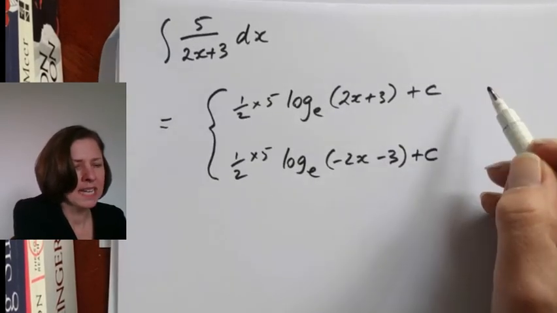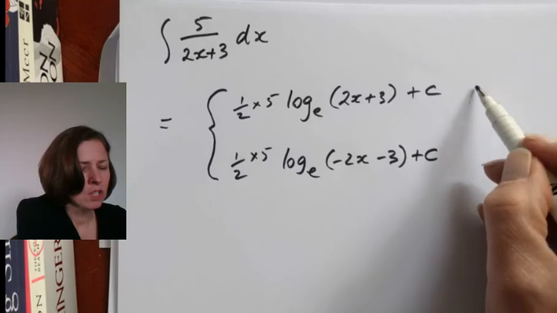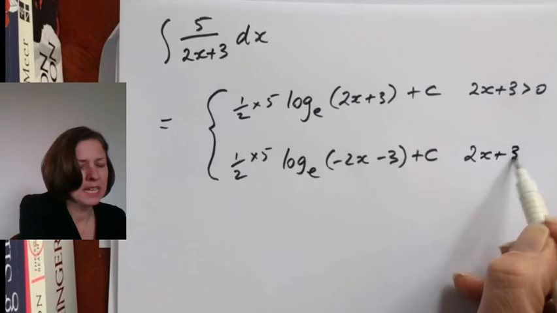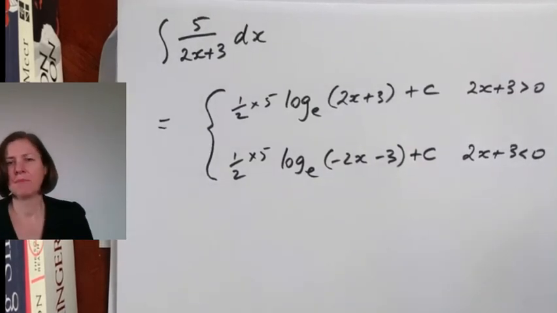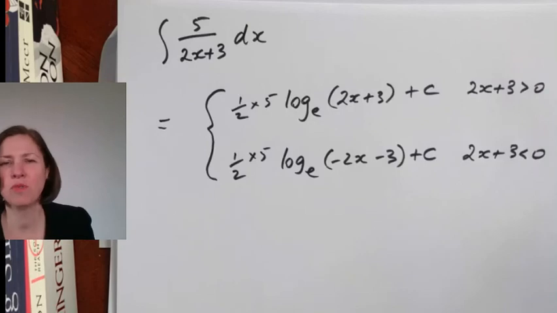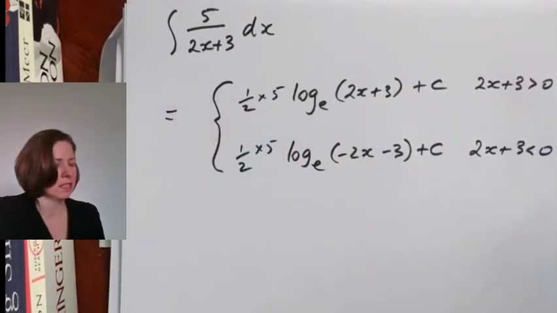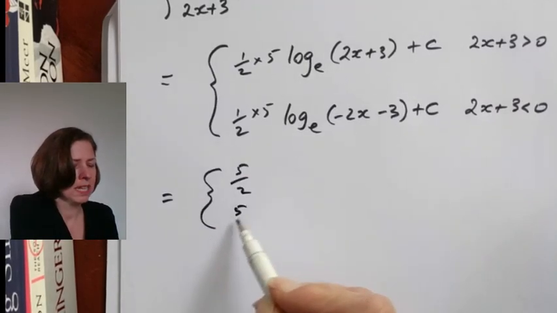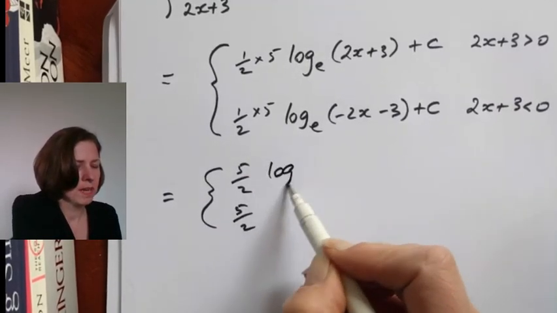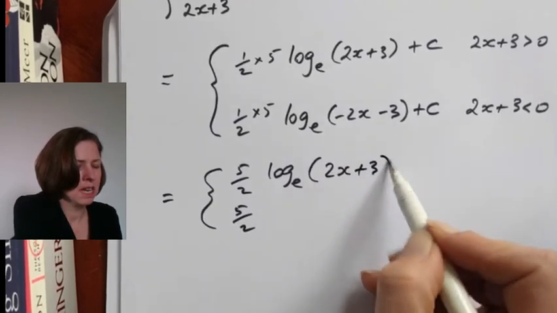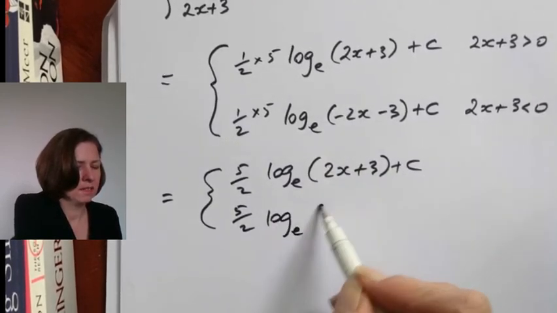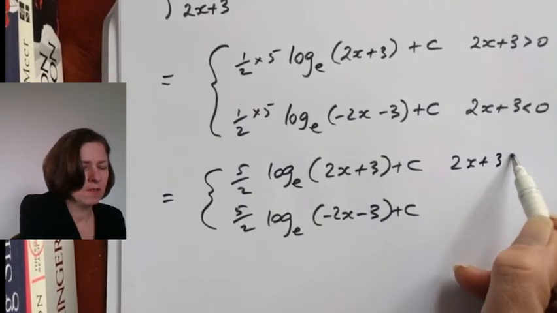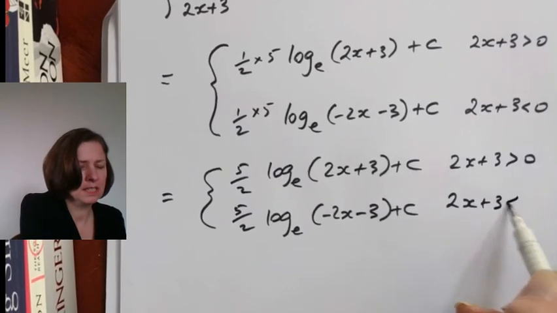And then I'm going to write in the domain. So I'm going to write 2x plus 3 is greater than 0, and 2x plus 3 is less than 0. And that's my solution. Oh, I should rewrite it because I really should collect these together. So let's just rewrite our final answer. 5 over 2 in each one, log base e of 2x plus 3, and log base e of negative 2x minus 3, and then 2x plus 3 greater than 0, 2x plus 3 less than 0. And I'm done.